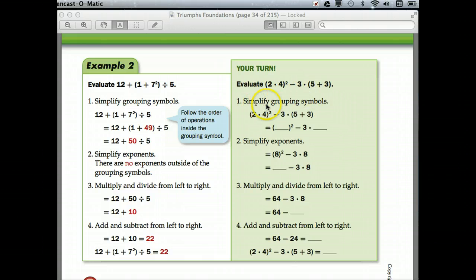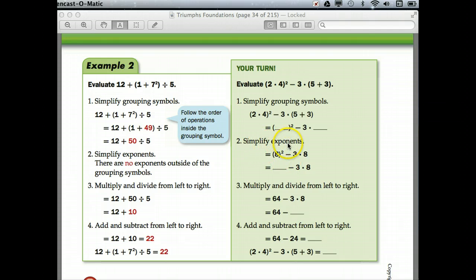Okay, first of all, we need to simplify the grouping symbols. Okay, 2 times 4 gives you 8. And inside this parentheses, 5 plus 3 is, oh, that's 8 also. How about that? So we're going to rewrite this as 8 squared minus 3 times 8.